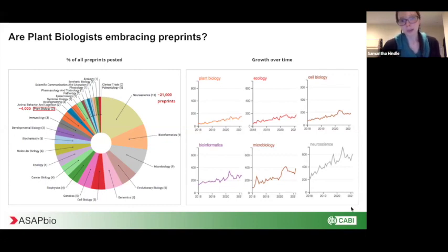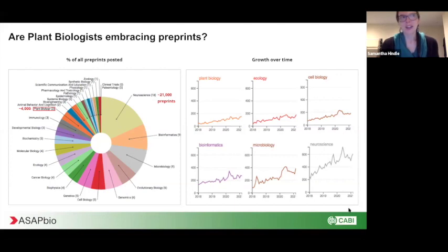And in comparison to some other disciplines like ecology and cell biology and even bioinformatics, the slope of the curve is very similar. But compared to, say, microbiology and neuroscience, it is not quite as steep a growth curve. So I guess the big burning question is why? Is there something specific about plant biology and these other disciplines, or is it really just a general question that we need to ask?